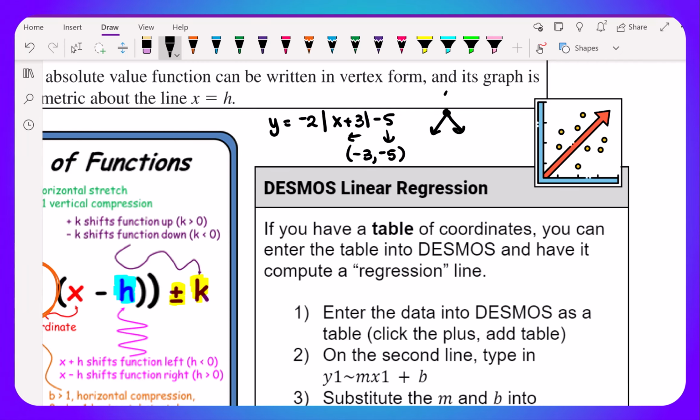So that vertex is going to be at (-3, -5), and the axis of symmetry is going to go right down through the middle of that. So that means that the axis of symmetry is x equals -3.